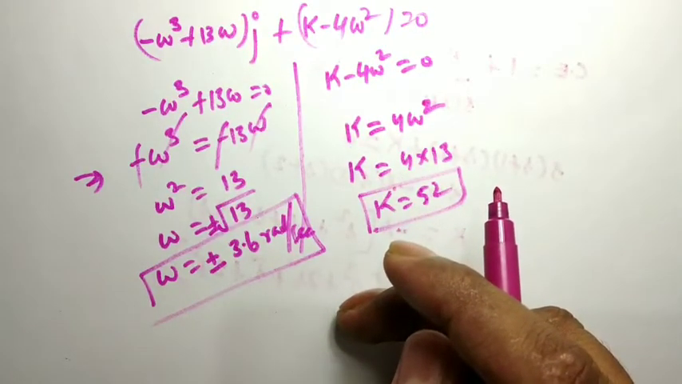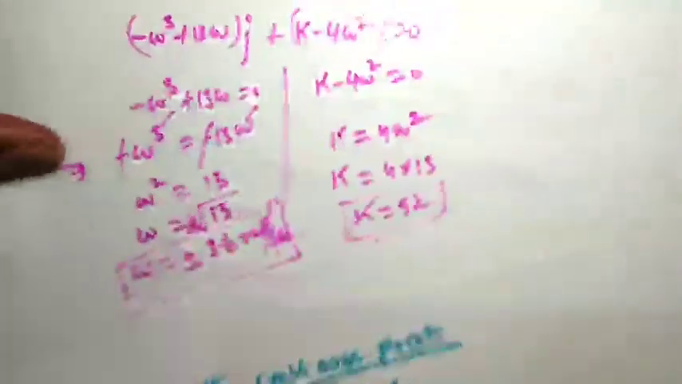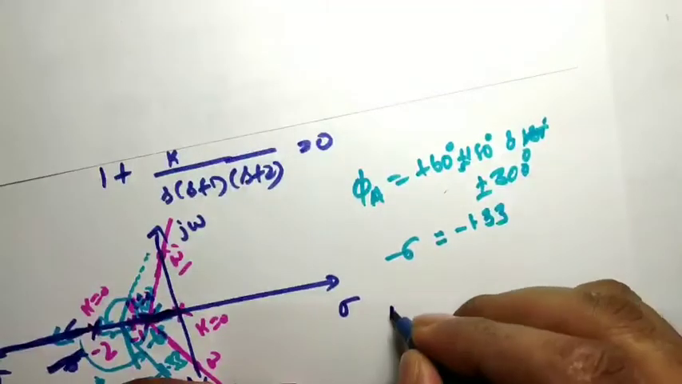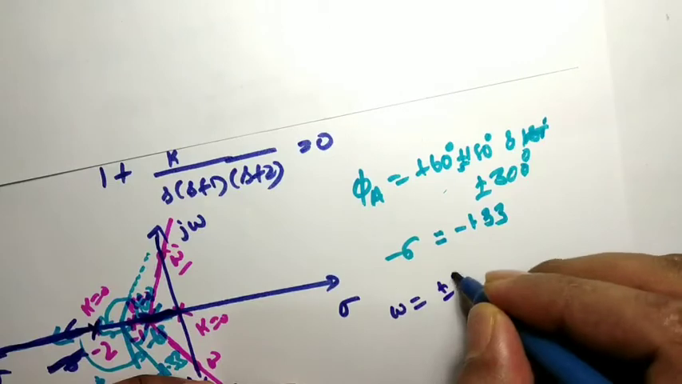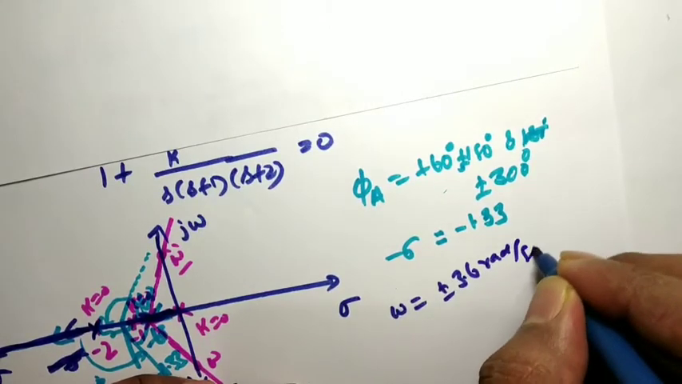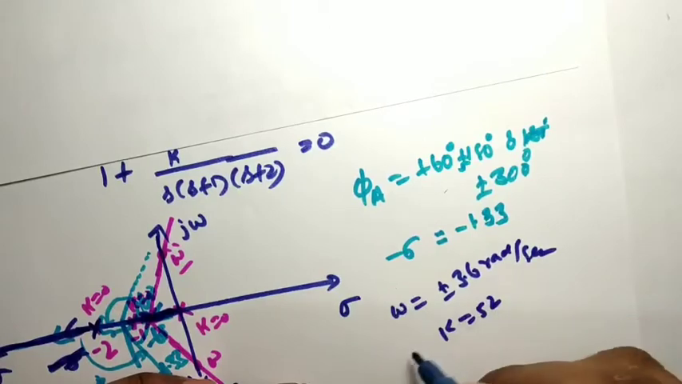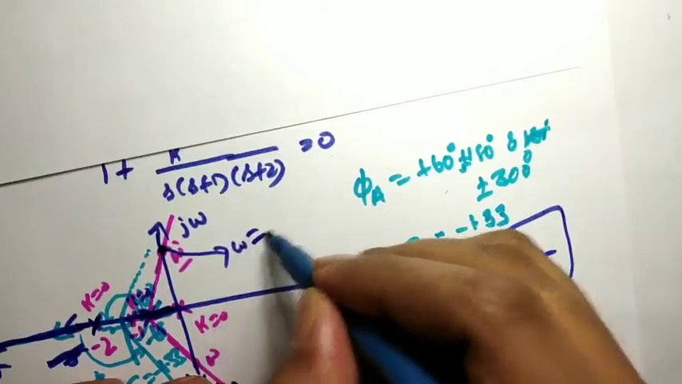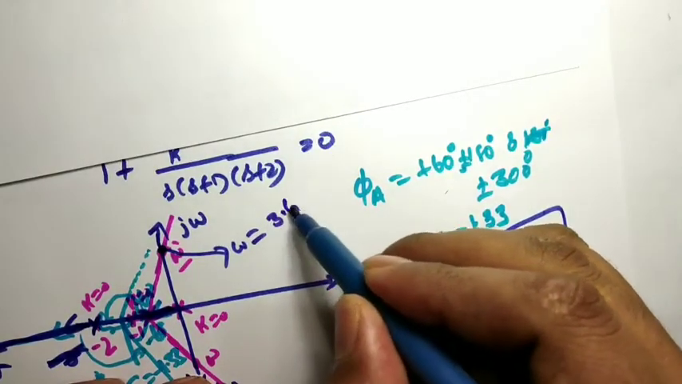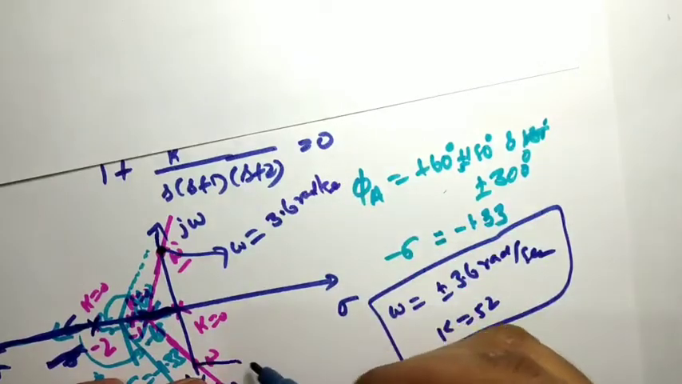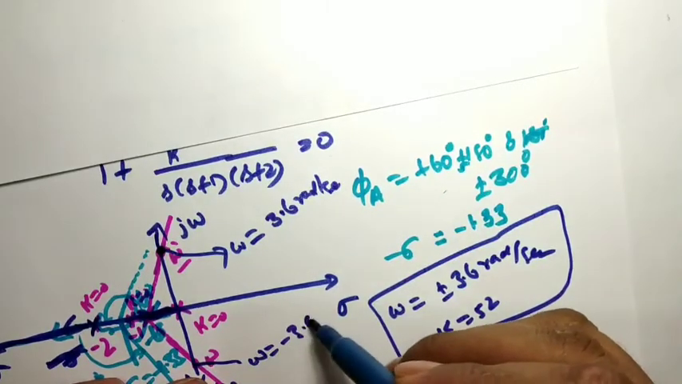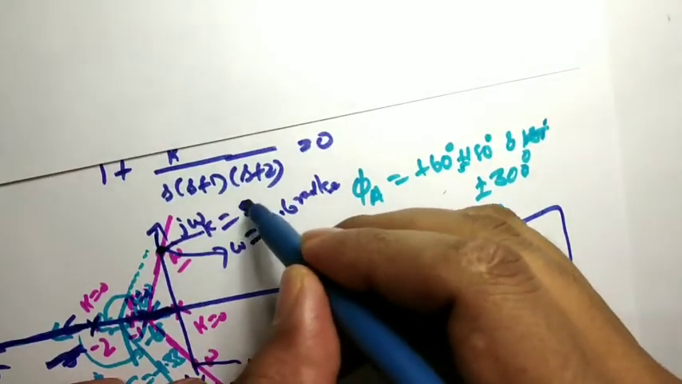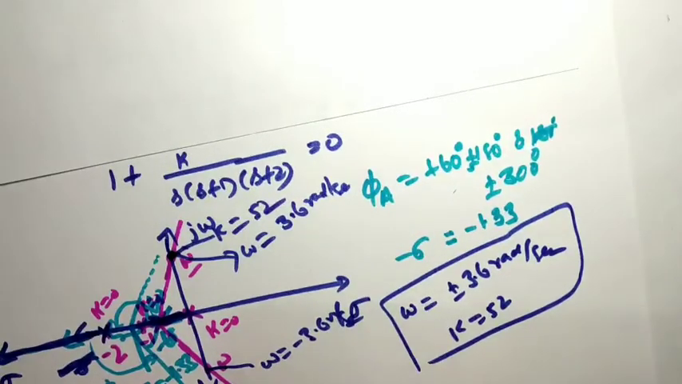If you just take this graph here, so we found omega is equal to plus or minus 3.6 radians per second, and k is equal to 52. See, at this point the omega is equal to 3.6 radians per second, and here omega is equal to minus 3.6 radians per second. So what is the k value here? The k is 52. This is how we are going to find rule 8.